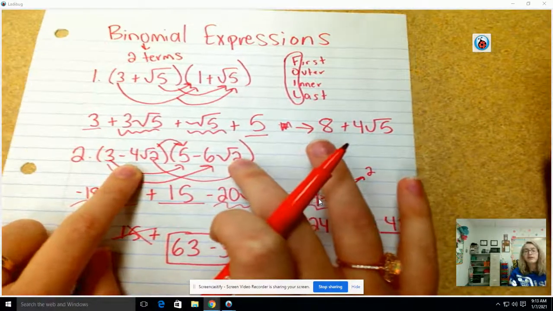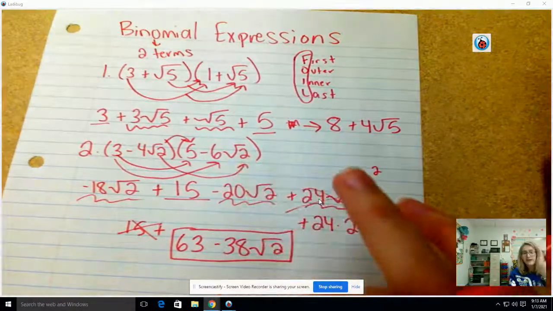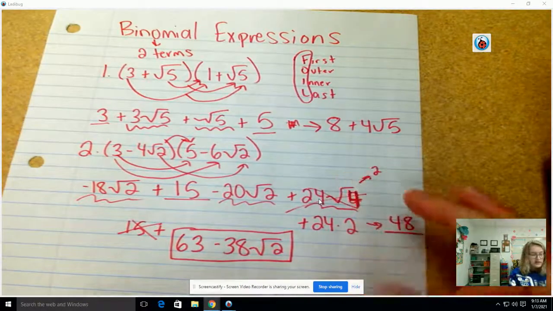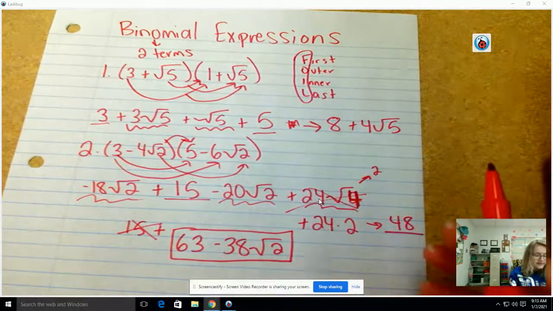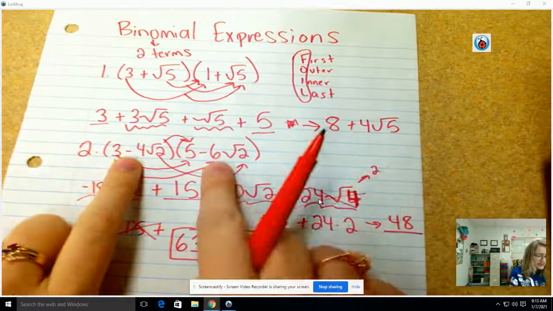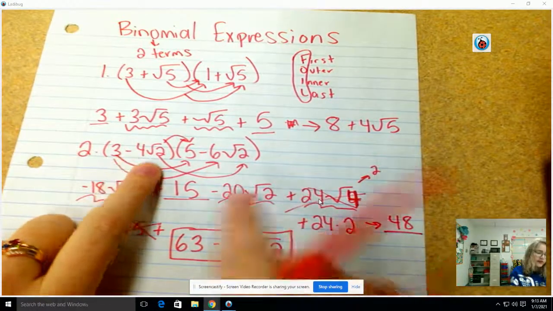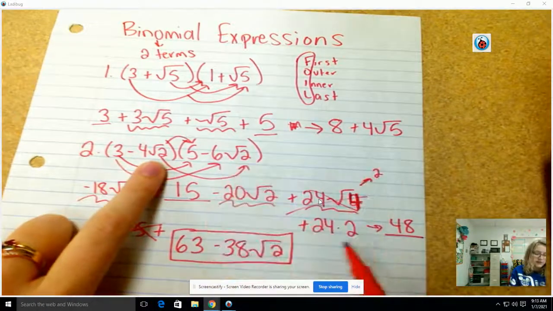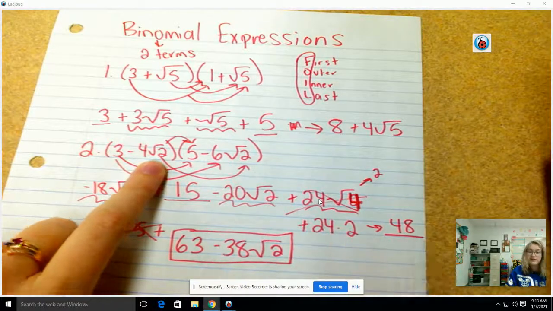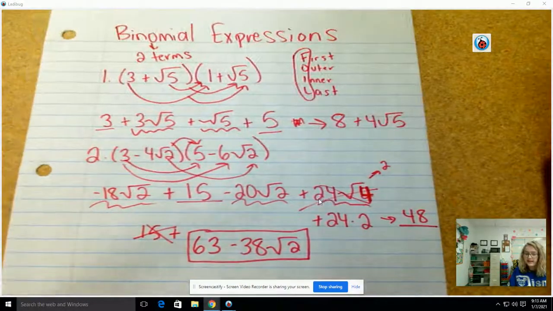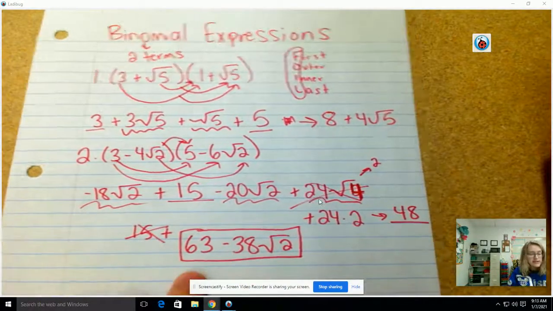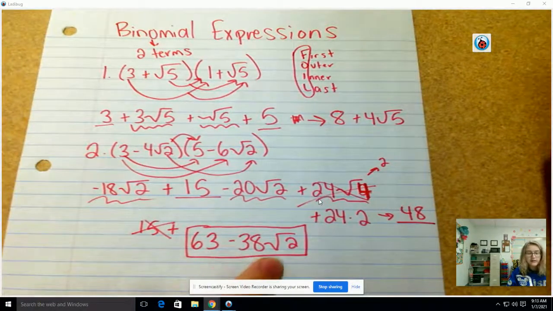You can't forget to multiply both what's on the outside and what's on the inside, like I did. Don't be like me. Do as I say, not as I do. So -4 times -6 is going to give me that 24. Radical 2 times radical 2 gives me a 2, and those are being multiplied together, and that's how I get that 48. And then I'm going to go ahead and combine my like terms, and I end up with 63 minus 38 radical 2.